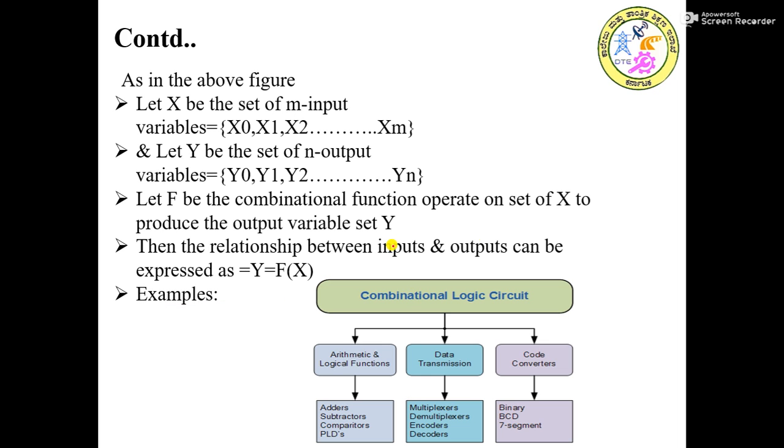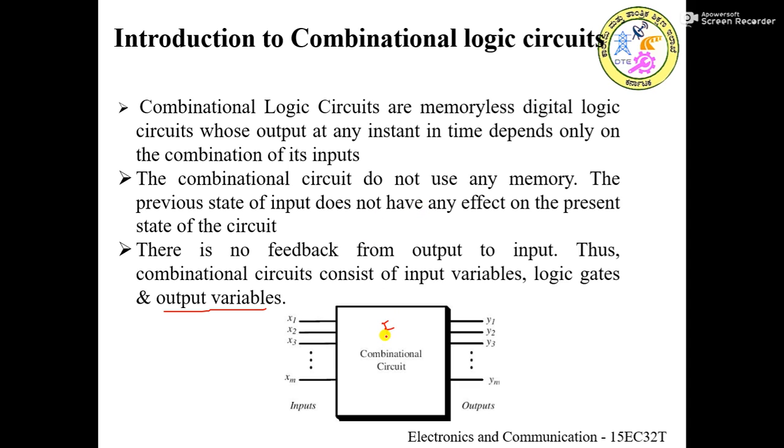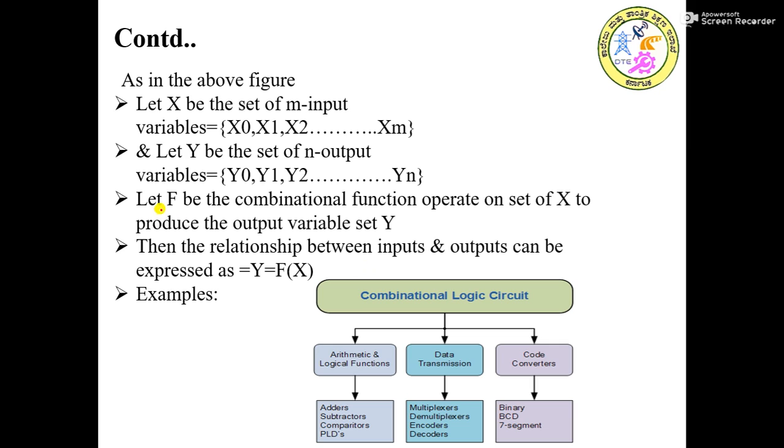As in the above figure, x is a set of m input variables, that is x0, x1, x2, x3, so on up to xm. And let y be the set of n output variables, y0, y1, y2, so on up to yn. Let f be the combinational function that operates on the set of x to produce the output variable y.